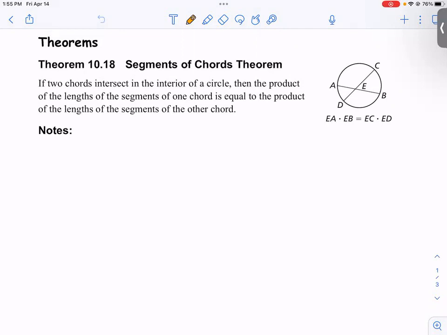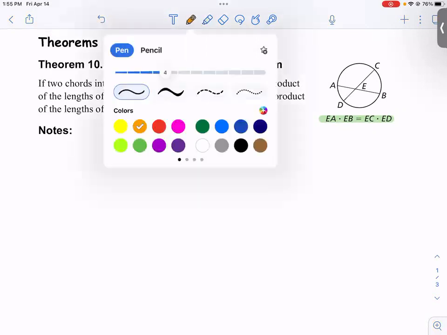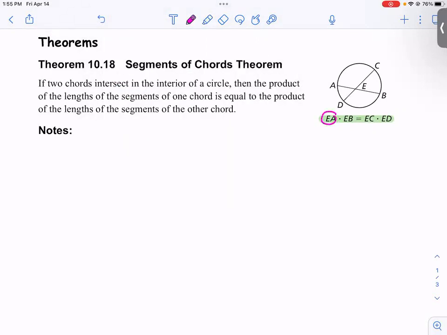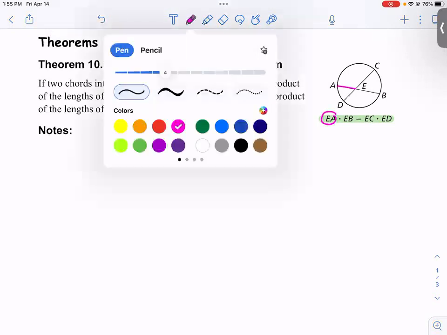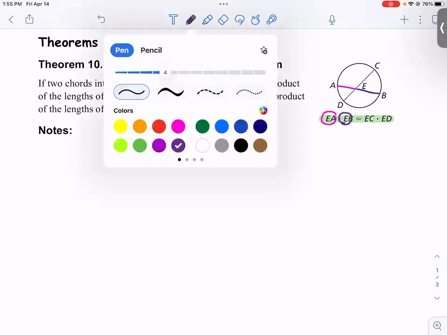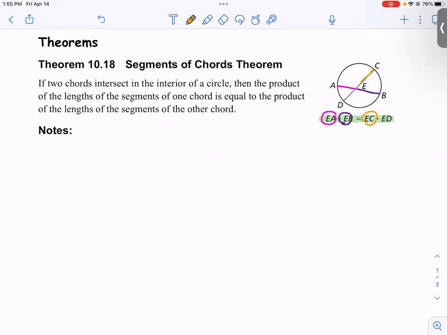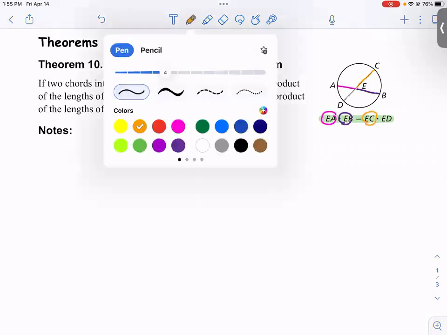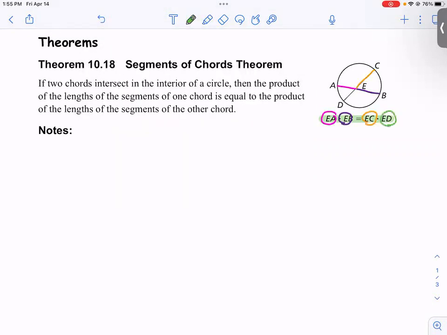Segments of chords theorem. I want you to highlight this or circle it. Circle it would be fine, or highlight it. So I'm going to kind of color coordinate here. EA times EB equals EC times ED.